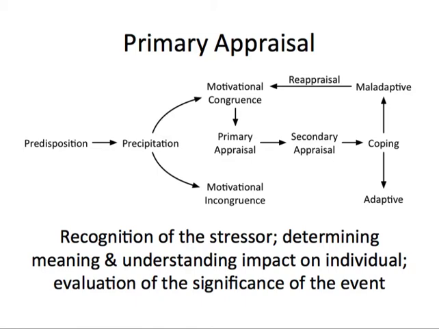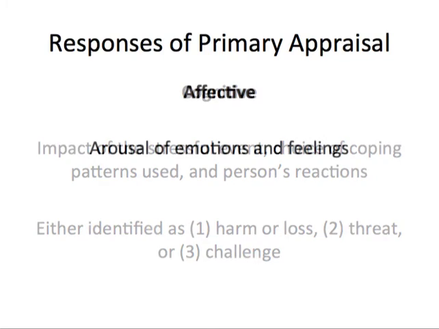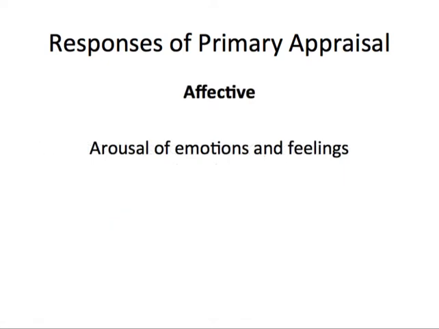Primary appraisal can be broken down into several subcomponents. The first of which being cognitive. Here, the individual explores the impact of the stressful event, the choice of coping patterns used, and the person's reactions. Essentially, in the cognitive domain, the stressor is identified as a threat, challenge, loss, or potential harm. In the affective domain, emotions and feelings are aroused as a result of the stressor.